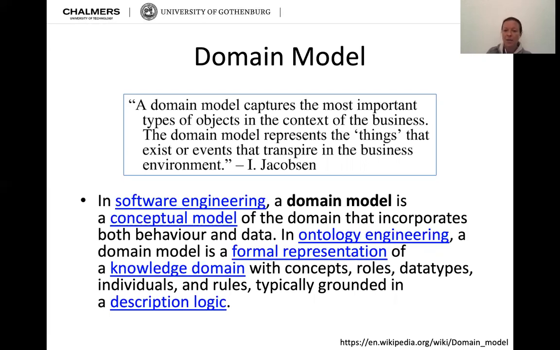In software engineering, a domain model is a conceptual model of the domain that incorporates both behavior and data. In ontology engineering, a domain model is a formal representation of a knowledge domain with concepts, roles, data types, individuals, and rules, typically grounded in a description logic.